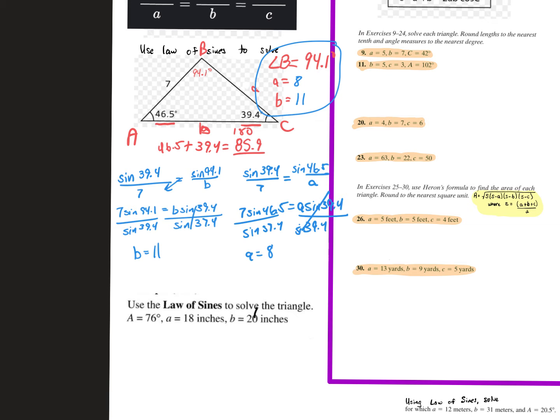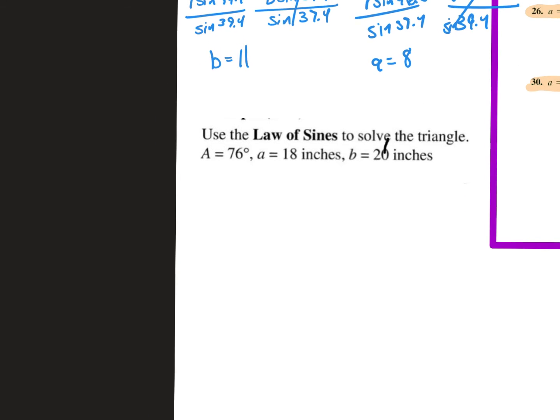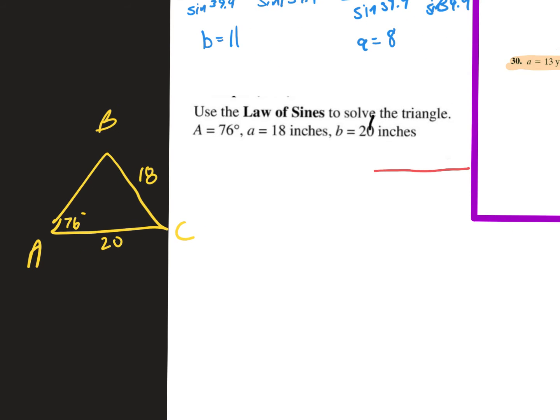There's only one. It's when they only give you 1 angle is when we have to look at this, in a situation like this. Do you see a triangle? No. So go ahead and draw one real quick. You can label it the same way every time, A, B, and C. A is 76 degrees. Across from A is 18. Across from B is 20. So I am given 1 angle. I have to assume, I don't know for sure, I'm going to find out, but I have to assume there could be how many triangles?